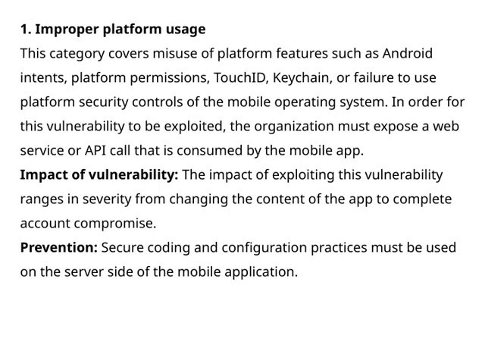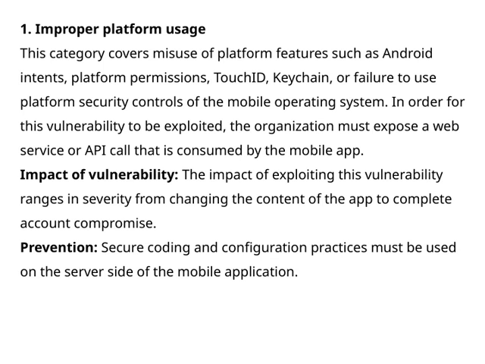This category involves misusing key features of the mobile platform, such as Android intents, permissions, keychain, or even not applying the platform's built-in security controls. Essentially, it's about not leveraging the security features that are designed to protect the app and its users. Importantly, for these vulnerabilities to be exploited, there has to be a web service or API call involved that the mobile app communicates with. If that web service isn't properly secured, it becomes a potential target for attackers. The impact of exploiting such vulnerabilities can vary quite a bit. At the lower end, an attacker might just be able to alter some content within the app.